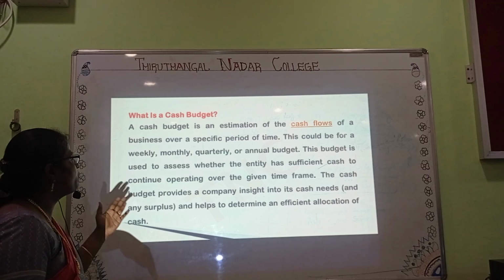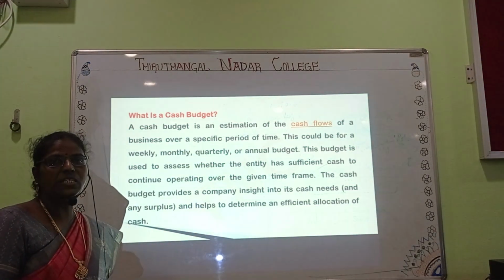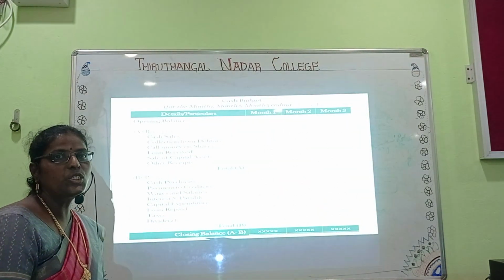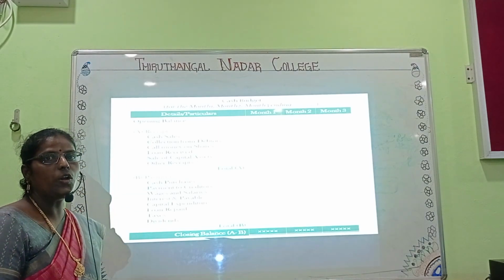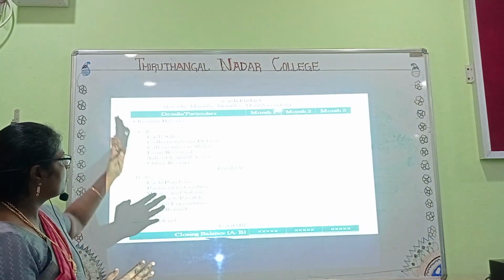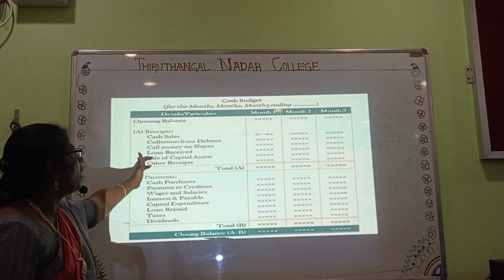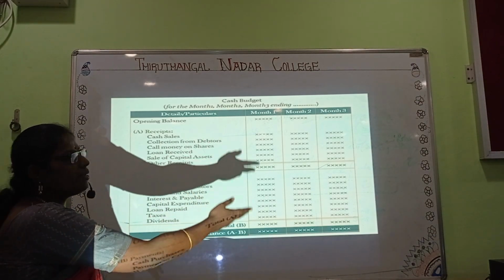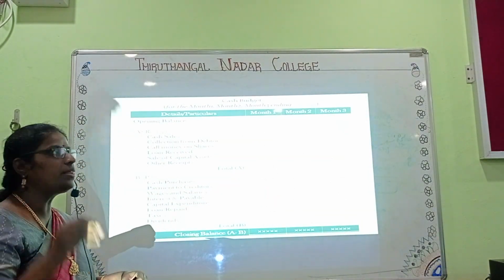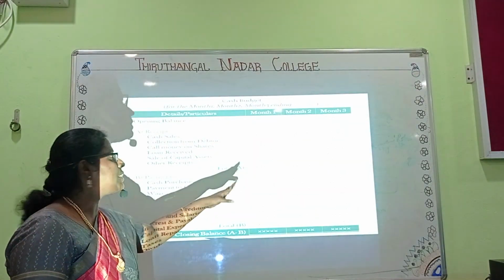What is cash budget? Cash budget is an estimation of the cash flows of a business over a specific period of time. Next we have the format of cash budget. Preparation of cash budget. I already told you for a problem oriented paper you have to remember the format. This is the statement of how you need to prepare cash budget. Okay, so you have to divide the columns. However many months they provide you, that number of columns you have to provide. If they give you 5-month details, you have to open 5 columns. Okay, and the first column is for details, that is particulars.